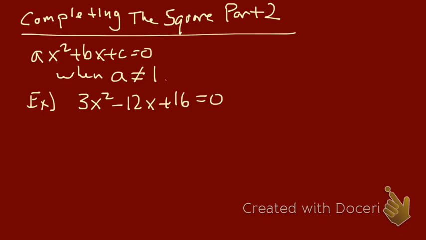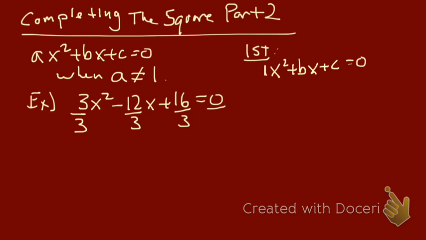Now, if you have an a value that is not 1, you need to make it 1. So your first step is to get a quadratic where you have the form x squared plus bx plus c equal to 0, meaning you're going to have to make that coefficient 1. So what you have to do is force everything to be divided by 3 on all sides of the equation.